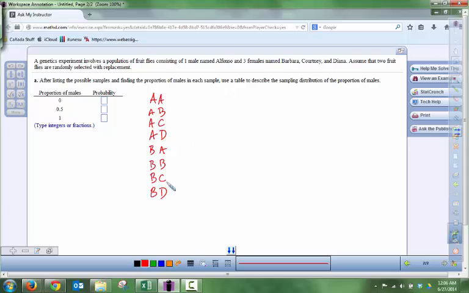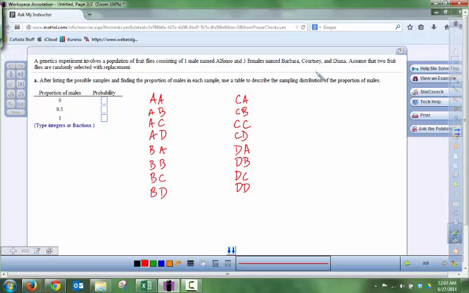So basically, we can continue on with Courtney and do the distribution that way also. CA, CB for Courtney and Barbara. Courtney, put her back, select her again. Courtney and Diana, and then finally Diana and Alfonso, Diana and Barbara, Diana and Courtney, and then Diana, put her back and pick her again. Okay, so these are all the possible samples that we have.